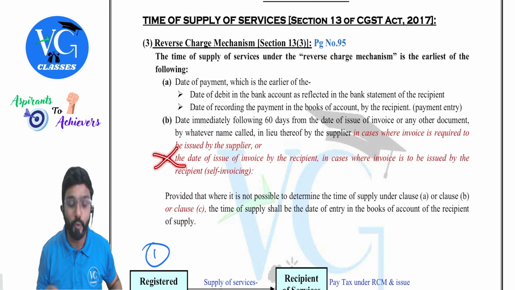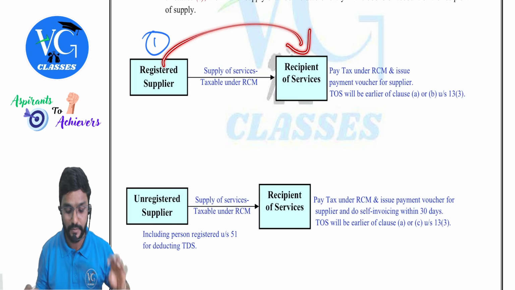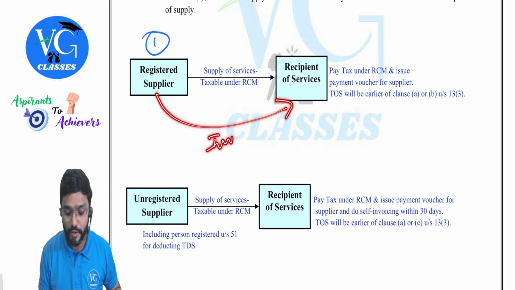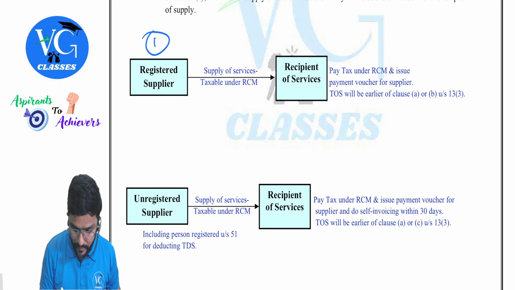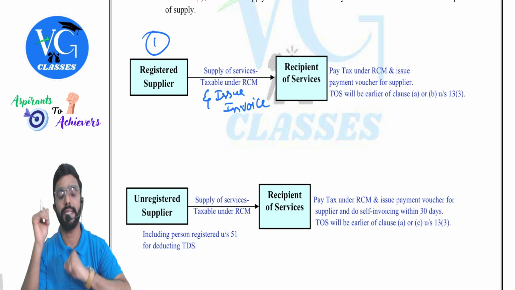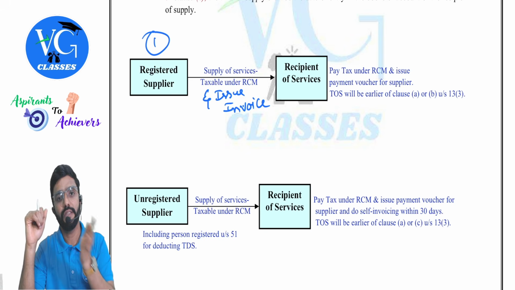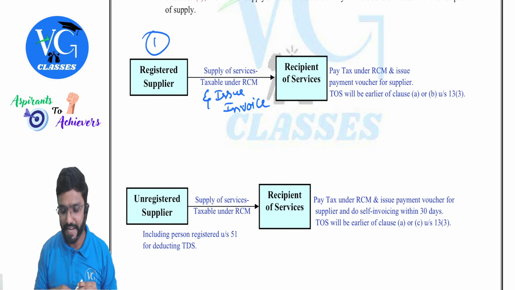Sir, is clause C applicable? No. Why? Who is issuing the invoice? Supplier. The supplier will issue an invoice here, guys, for the recipient. Clear? Okay, let me write here: supplier and issue invoice to whom? Recipient. But still, the supplier is not the one who is liable to pay GST. In the invoice, you would have mentioned this supply is taxable under RCM. Recipient, please take care of it.